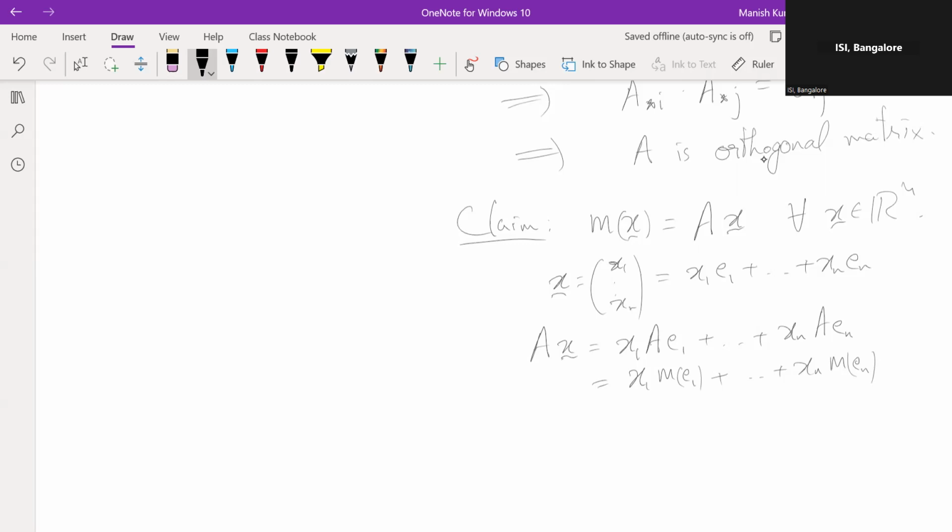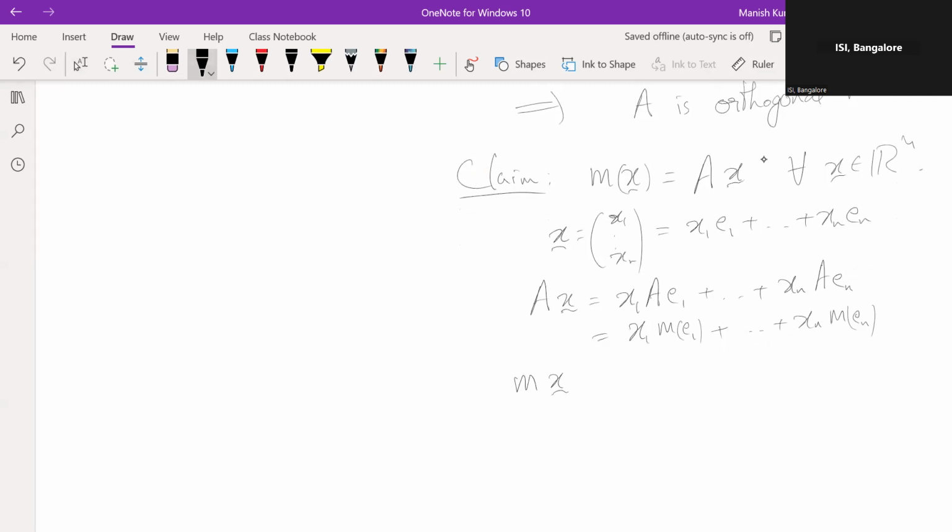But we know that it preserves inner product, right? So what do we know about Mx dot ME1? This is the same as x dot e1, because it preserves inner product, which is just x1, right? So I want to say that Mx is the same as Ax, yeah?